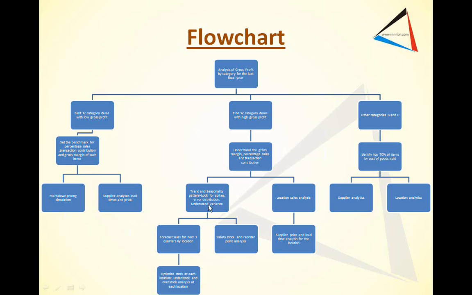We'll look at trend and seasonality, then look at forecasting the sales, and we'll also look at location by location sales. And for category A items with low gross profit, we will set up the benchmark for percentage sales transaction distribution, look at markdown pricing, supplier analytics. The same process will be repeated for category B and C items.